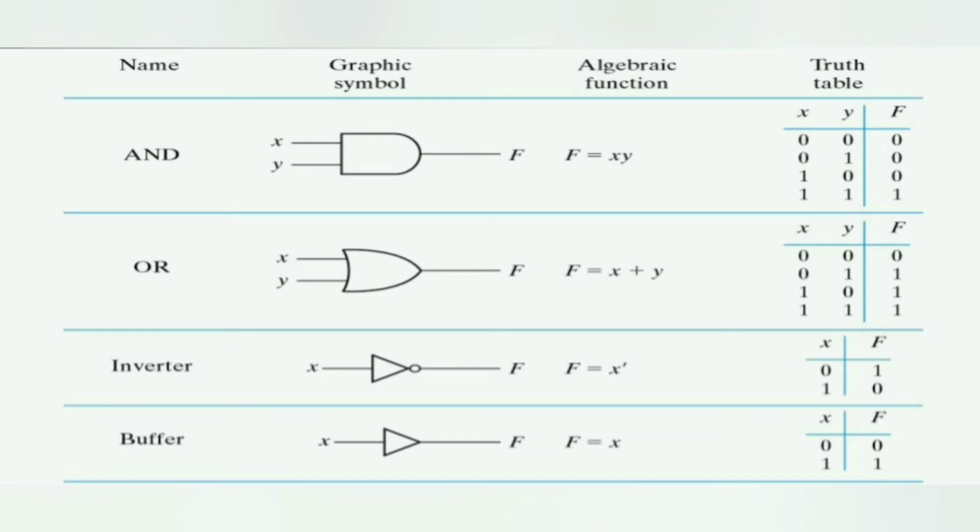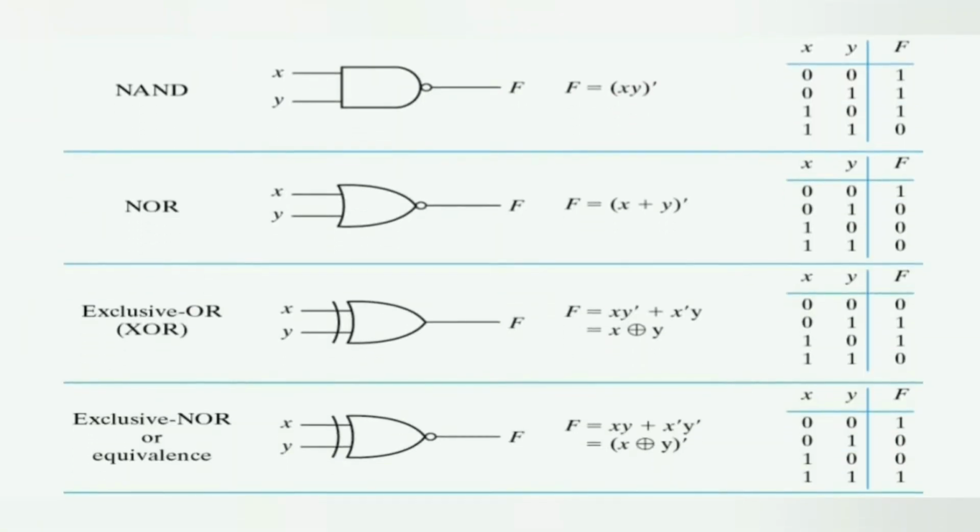These are the first 4. For AND gate, f is equal to x dot y. For OR gate, f is equal to x plus y. For inverter, f is equal to x complement. For buffer, f is equal to x. Then the next 4 gates.